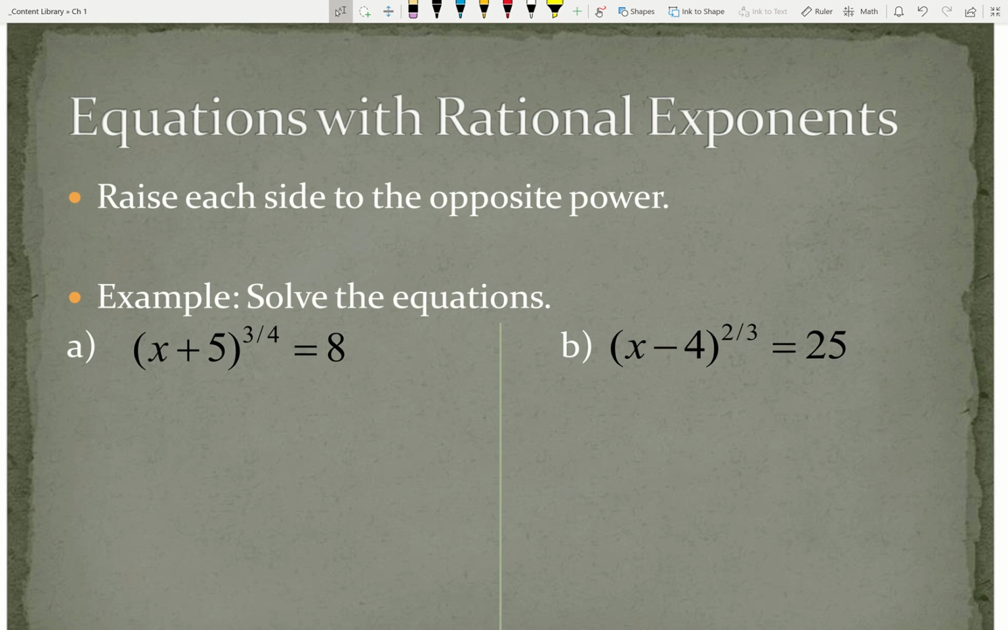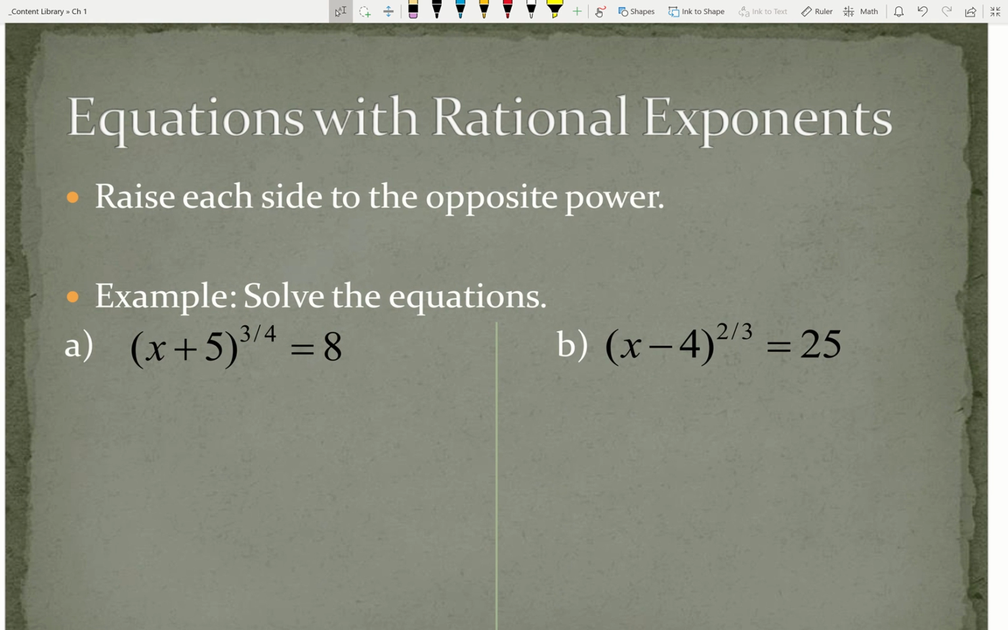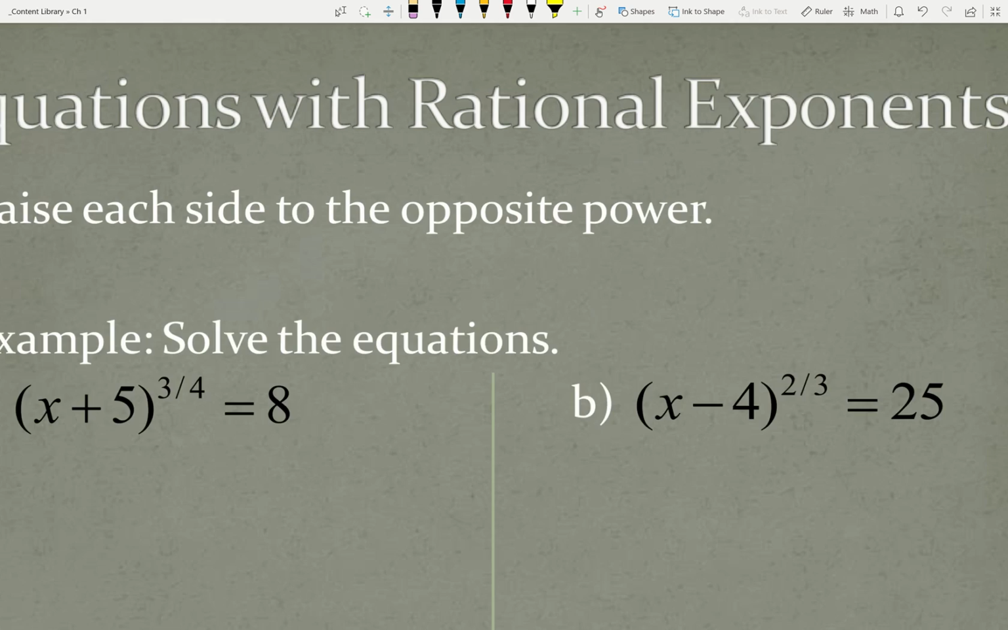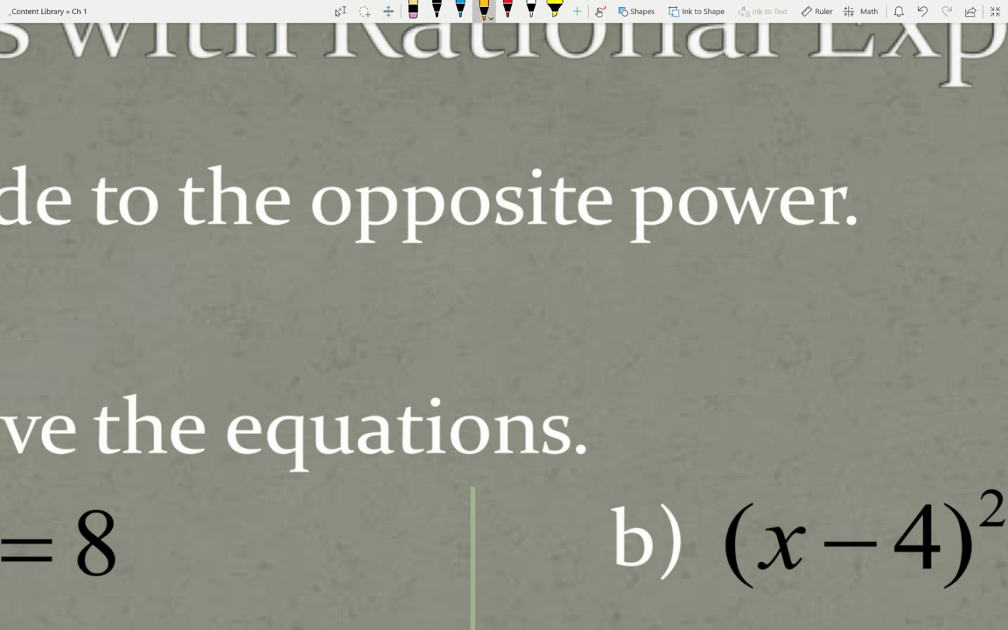All right. Next type of equation we're going to take a look at here are equations with rational exponents. And so remember that a rational exponent is basically an exponent that is a fraction. Okay, and the way to solve that is right here. So it just says simply to raise each side to the opposite power. I'm not necessarily in love with the language there because opposite to me has a tendency to mean, you know, opposite in terms of sign, right?